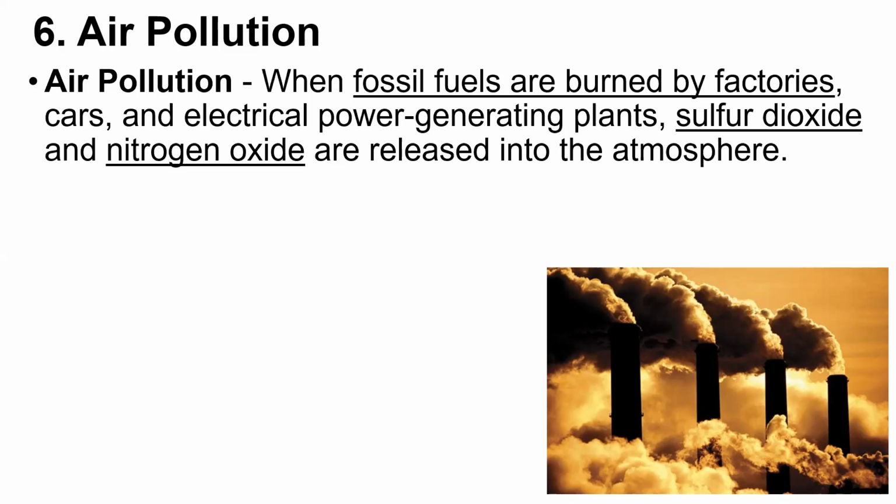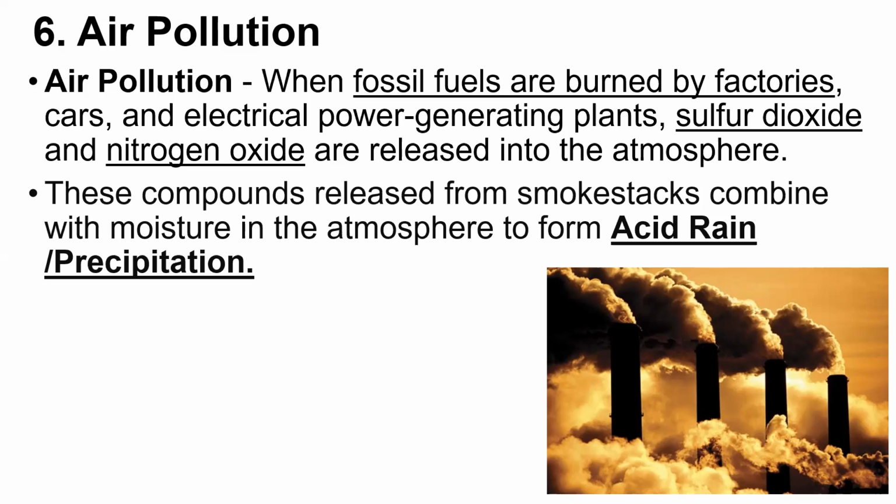And sulfur dioxide and nitrogen oxide are specifically chemicals that lead to causing acid rain. And acid rain is not always in rain form. It can also be in hail or snow. So it could also be called acid precipitation. So these two specific compounds, sulfur dioxide and nitrogen oxide, are the reasons that acid rain occurs. And I'm sure you've heard of acid rain. Well, what is acid rain?